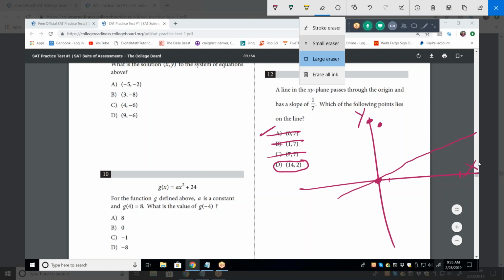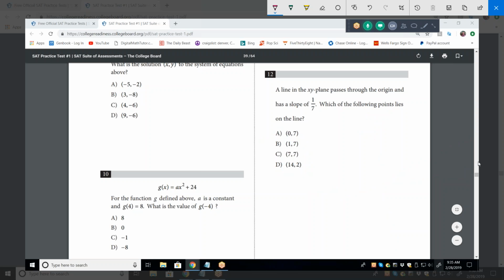Now, there is definitely a more mathematical way of doing this. If I was trying to write the equation of that line, what would it be? If this is my general format for an equation of a straight line, what is it here? So 1/7 would be M. What's B? 0. Okay. So that's our equation.